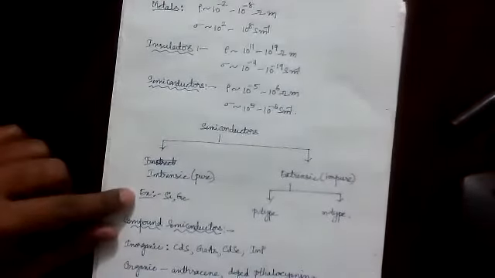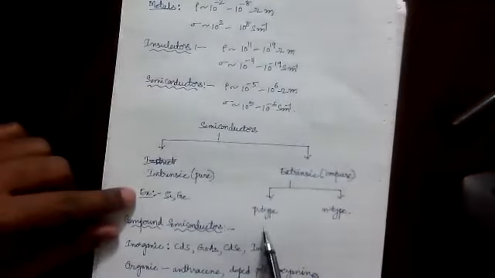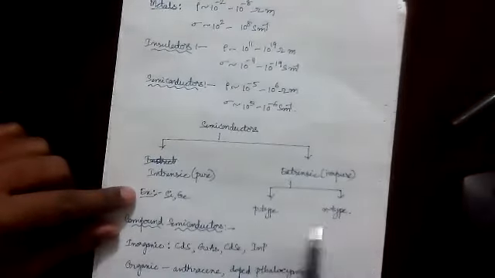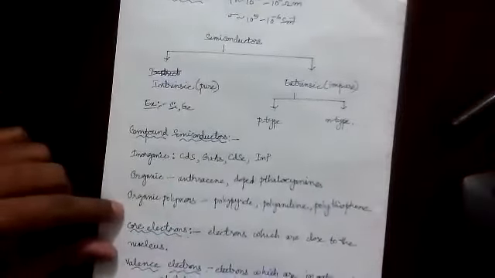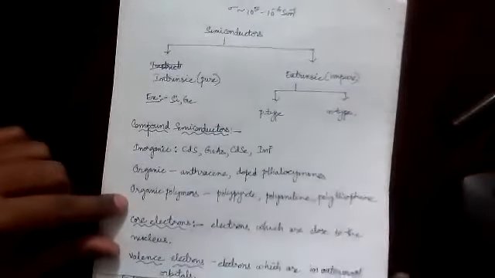Intrinsic means silicon and germanium. Extrinsic means p-type and n-type. That is, intrinsic means pure, extrinsic means impure. Then we discussed core electrons and valence electrons. Core electrons are the electrons which are close to the nucleus, and valence electrons are the electrons which are in the outermost orbitals of an atom.